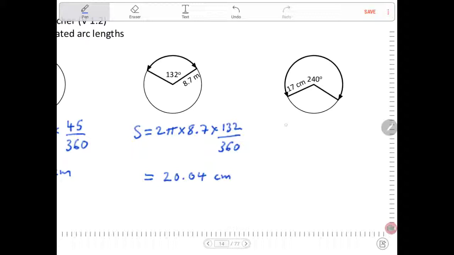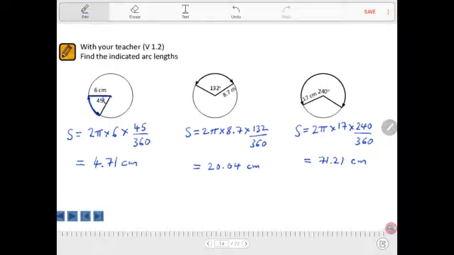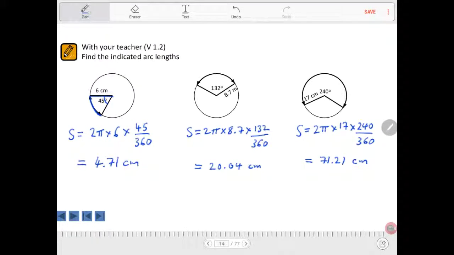And this last one, 2 pi by 17 multiplied by 240 on 360. And that one gives us 71.21 centimetres.